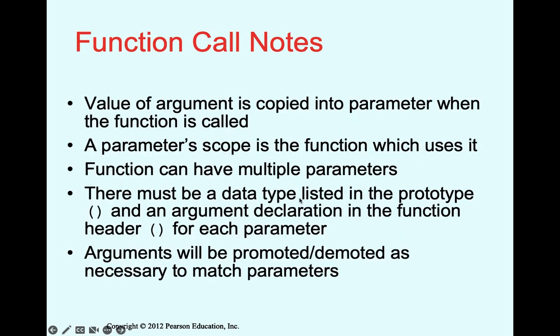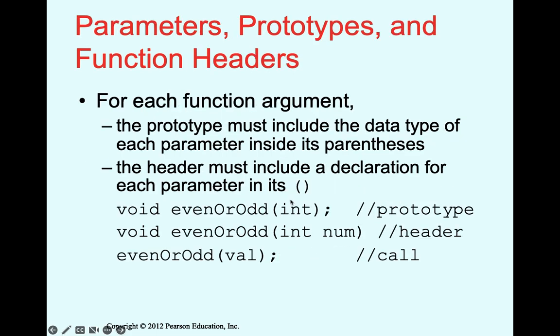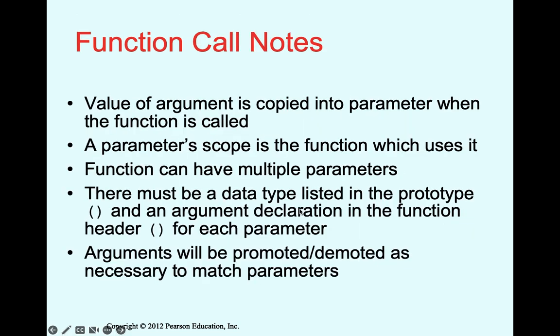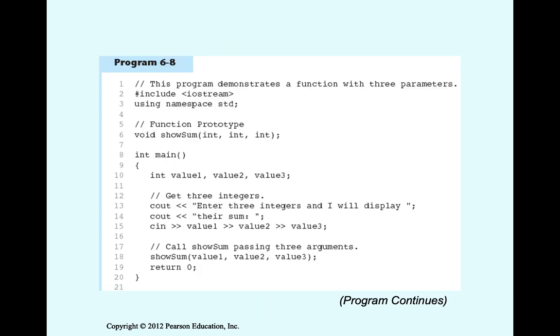There must be a data type listed in the prototype. If you write a prototype, you should write the data types. Is it one integer or two integers, and so on. Arguments will be promoted or demoted as necessary. For example, if the function accepts double and you give it an integer, it will accept that because an integer can be converted into a double easily.